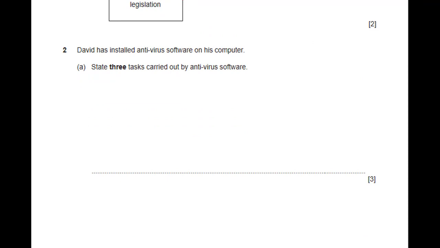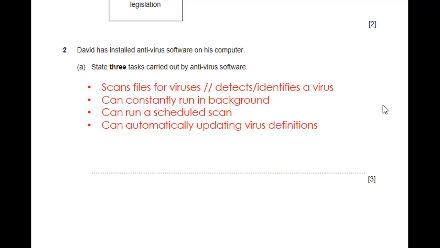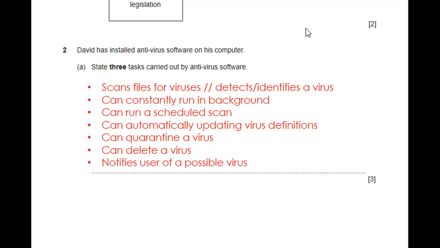Now we're going to look at antivirus software, and we need to identify three tasks that are carried out by antivirus software. So the most obvious one is it scans files for viruses and detects and identifies them. It constantly runs in the background to do this process. You could schedule them to run at a certain time. It can automatically update. It can quarantine a virus automatically. It can delete the virus automatically. And it will also notify you, the user, that a virus has been found and what steps have been taken.